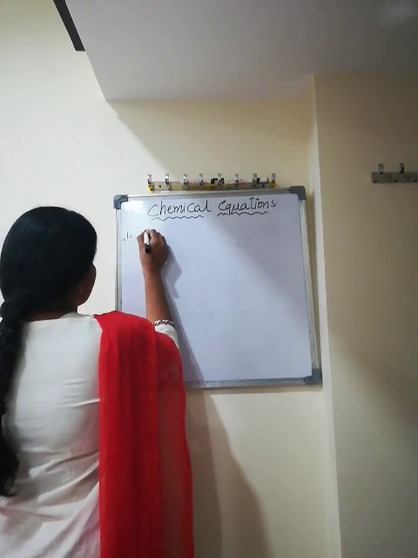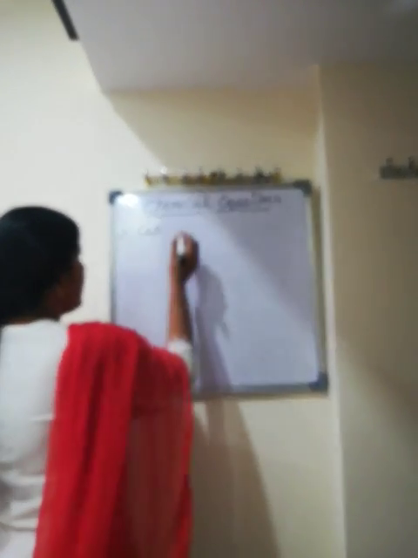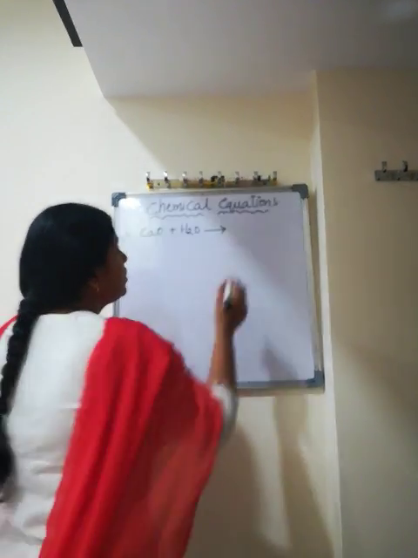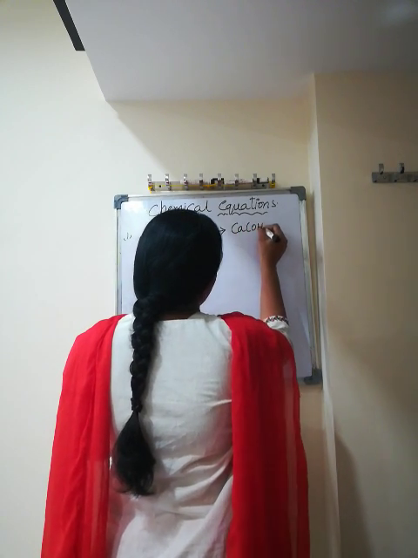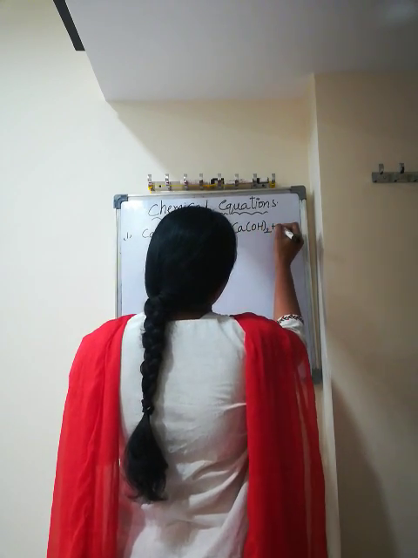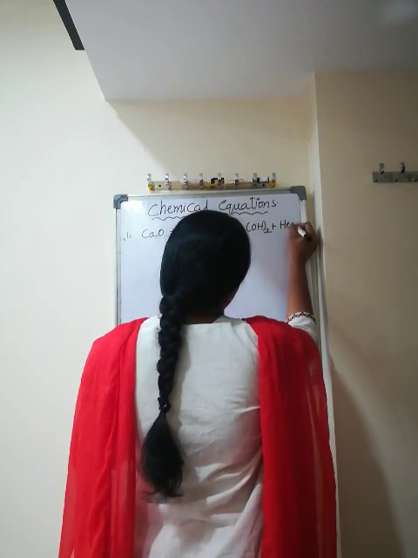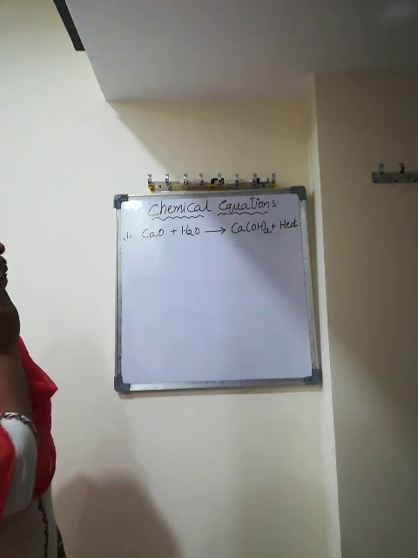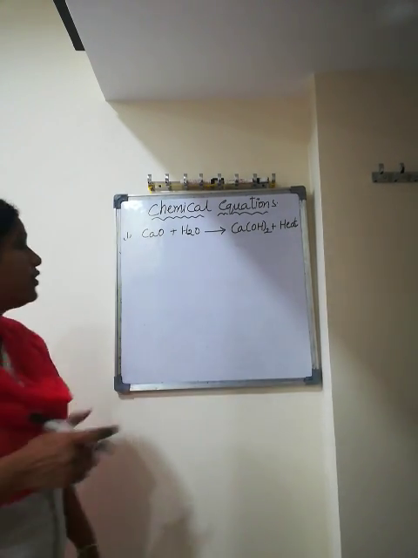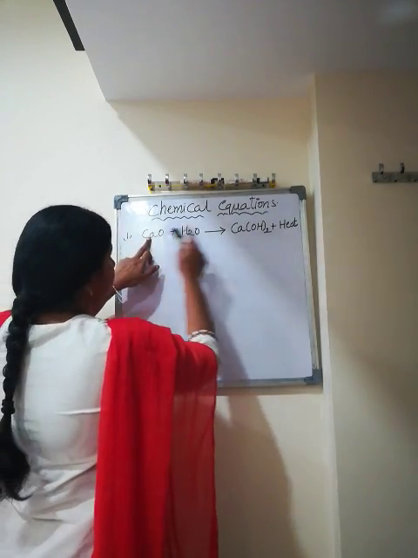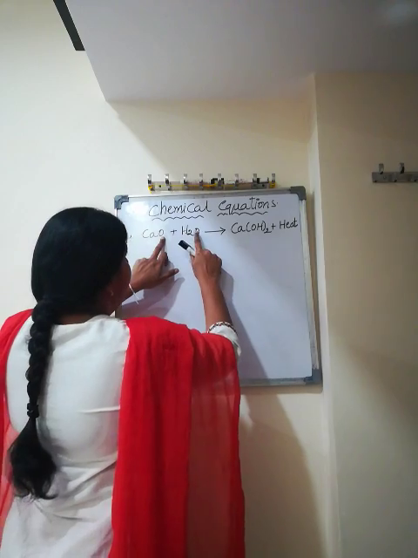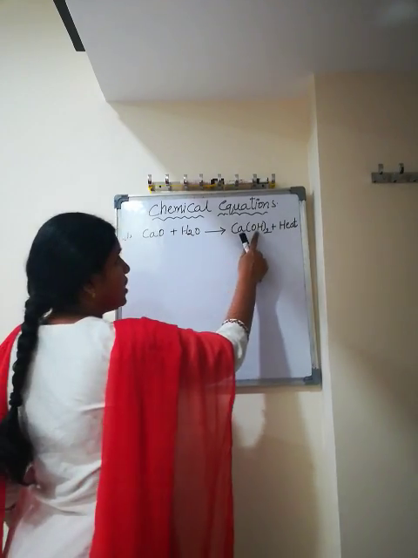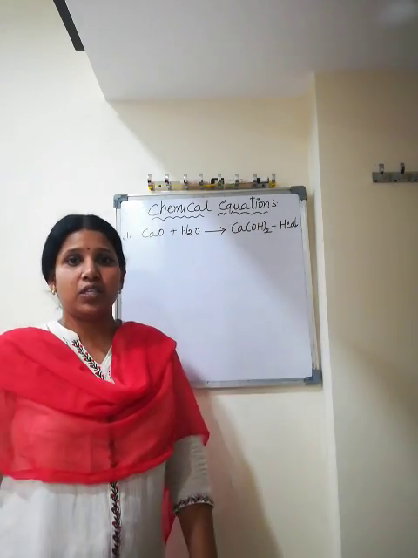The first equation is quicklime, whose formula is CaO plus H2O gives rise to Ca(OH)2 plus, as we already discussed, heat. This is the equation we discussed in the last class. First, check whether it is a balanced equation or not. Calcium atoms are 1, here 1. Oxygen atoms are 2, here oxygen atoms are 2. And hydrogen atoms are 2, and here also hydrogen atoms are 2. So it is a balanced equation.